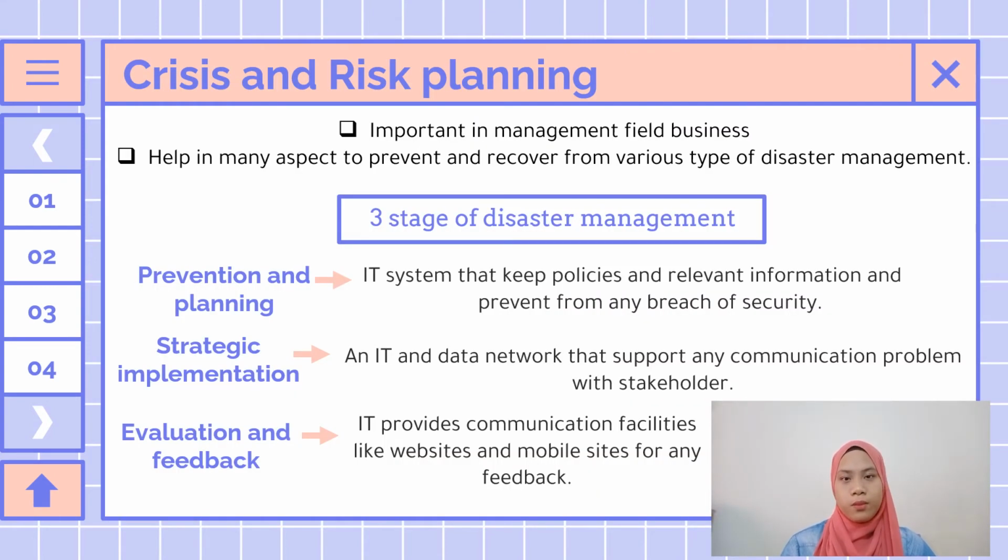So this slide will be about crisis and risk planning. Crisis and risk planning is really needed in the management field because it helps with so many aspects to prevent and recover from various types of disaster and crisis. So there are three stages of disaster management. The first one is prevention and planning.